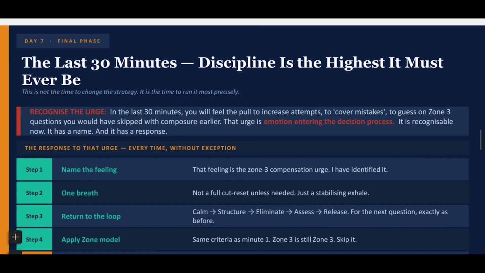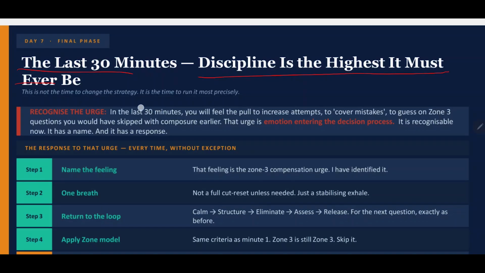Right? Now, in the last 30 minutes, discipline is the highest it must ever be. This is not the time to change the strategy. It is the time to run it most precisely. Okay? So, recognize the urge.